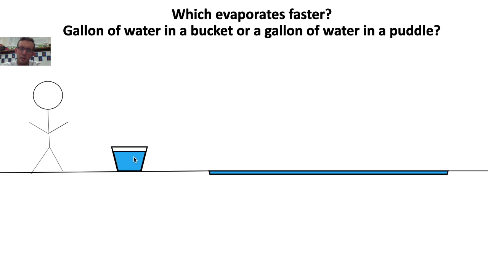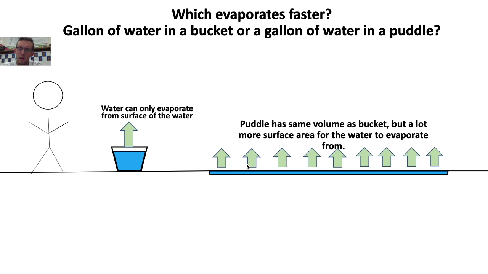As we mentioned in class, if you had to bet on whether a gallon of water would evaporate faster from inside a bucket or after being spilled onto the ground into a puddle, the smart money would be on the puddle. The reason is that water can only evaporate from its surface. While our puddle has the same volume as our bucket of water, it has a lot more surface area from which the water can evaporate. So we say the puddle has a higher surface area to volume ratio.